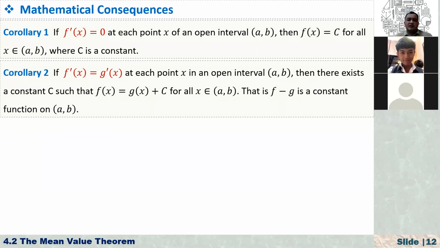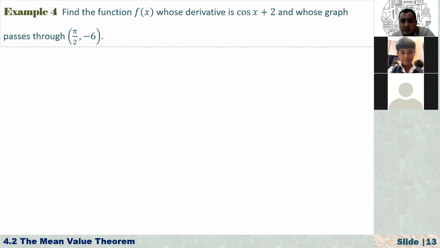What does it mean? Simply, if the derivative of the function is 0, then the function must be a constant function. The second corollary says that if the derivatives of two functions are equal, then they only differ by a constant. So if f prime of x is equal to g prime of x, then f of x must be equal to g of x plus some constant, nothing else. Only the difference must be a constant number. These are the two results we get from the mean value theorem.